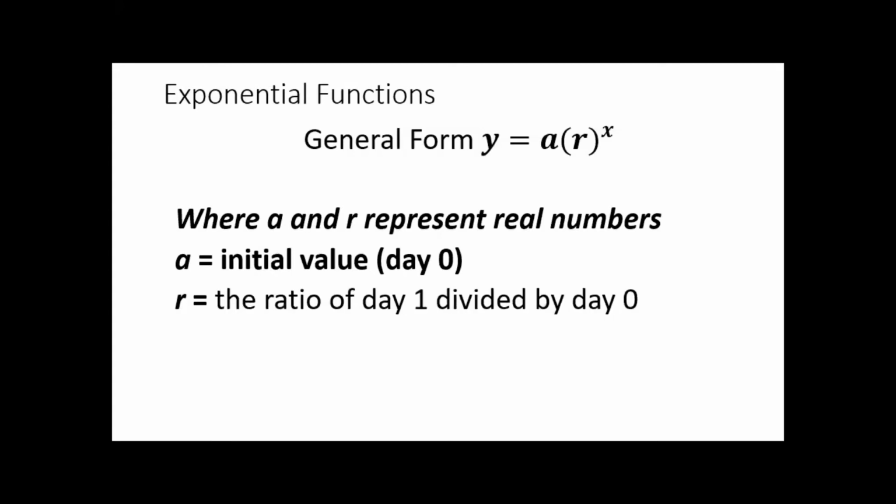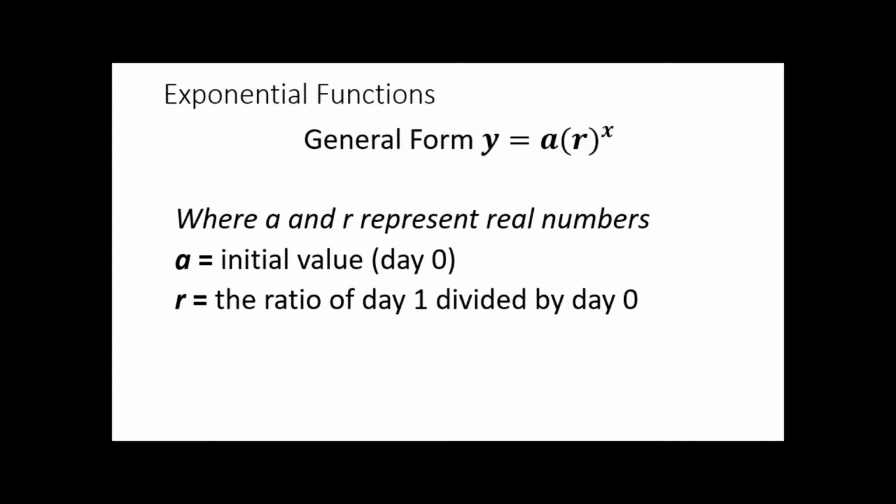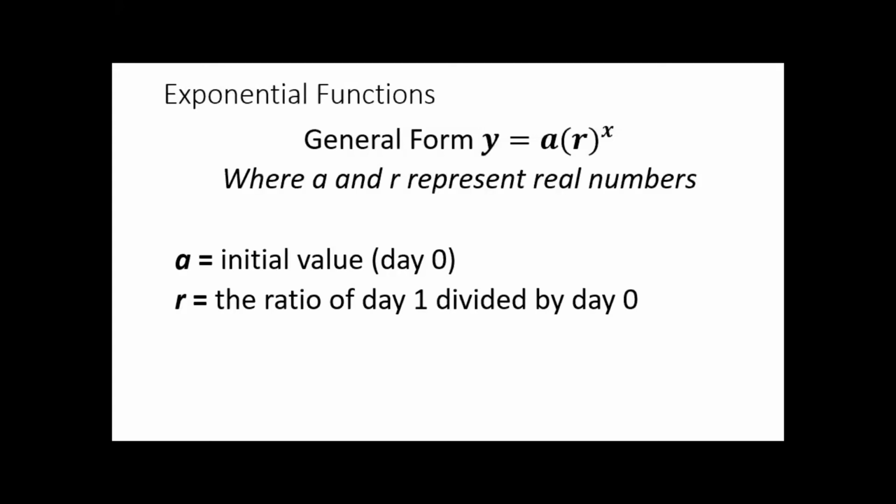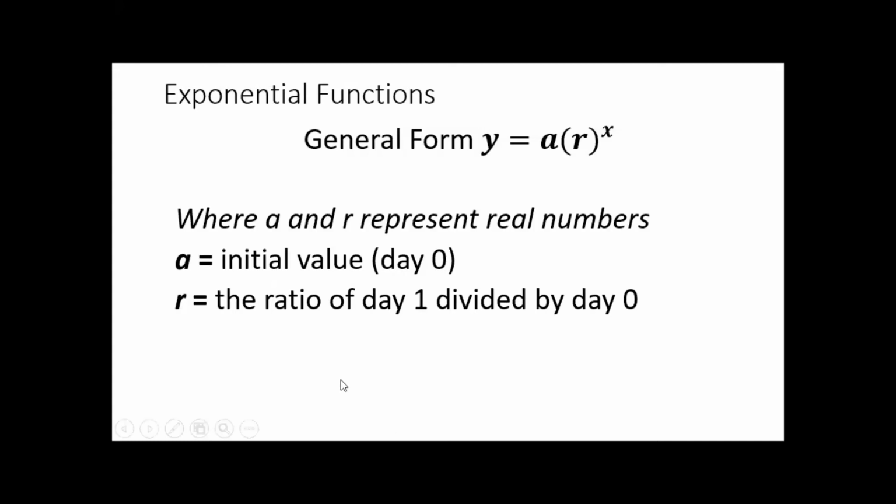So A is the initial value. That's what happens when it's day 0. R, in layman's terms, is the ratio of day 1 divided by day 0. That's where I'm getting this information from. So that is the science behind the general form of an exponential function, and that's how I'm creating that model.